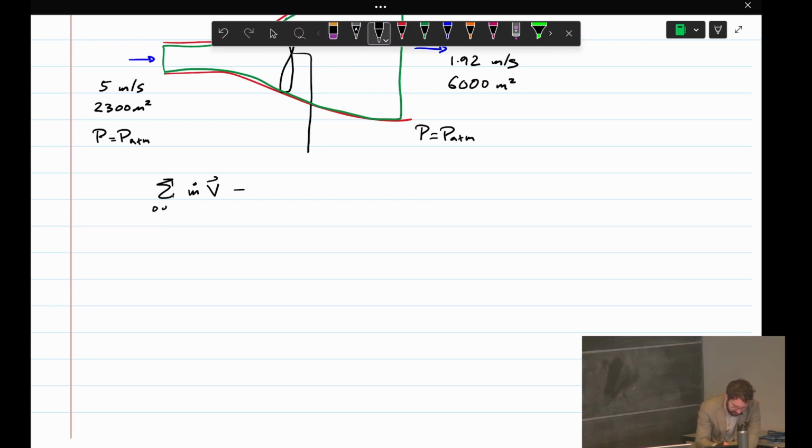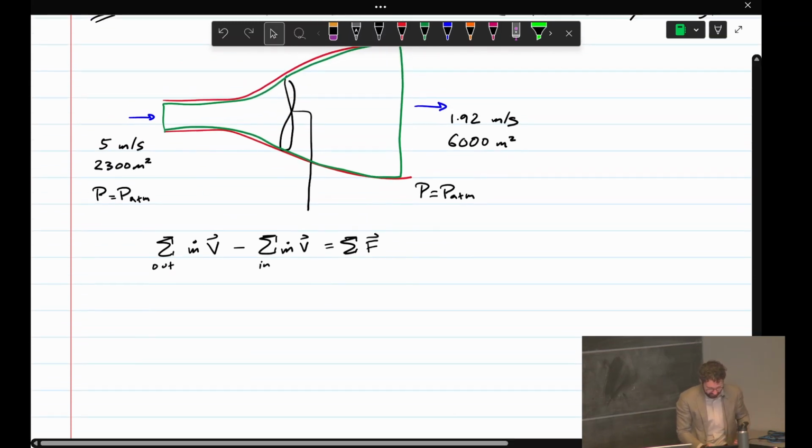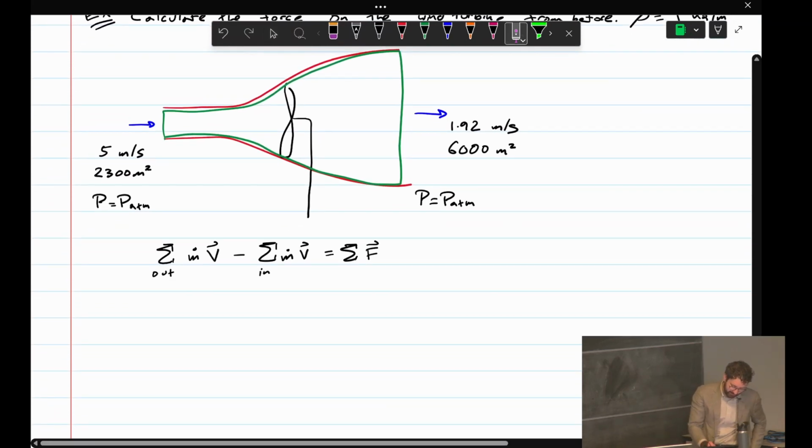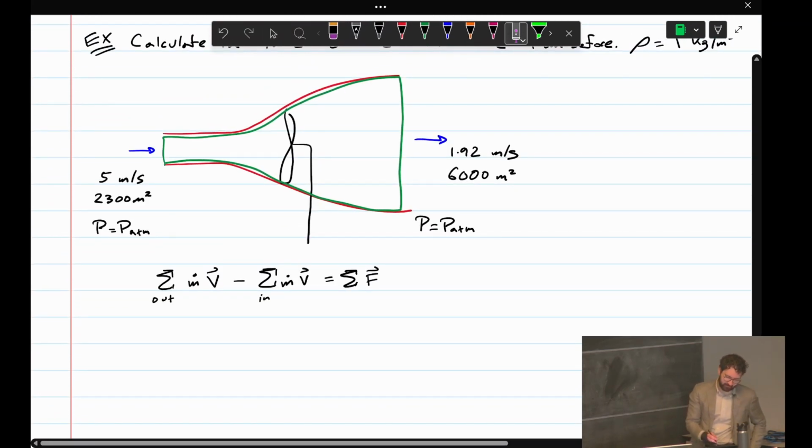So the summation of the momentum coming out of our CV minus the summation of the momentum coming into our CV is equal to the sum of forces. Since we have the same, this might be a little bit confusing. So we're not going to have a net pressure force on our control volume here.